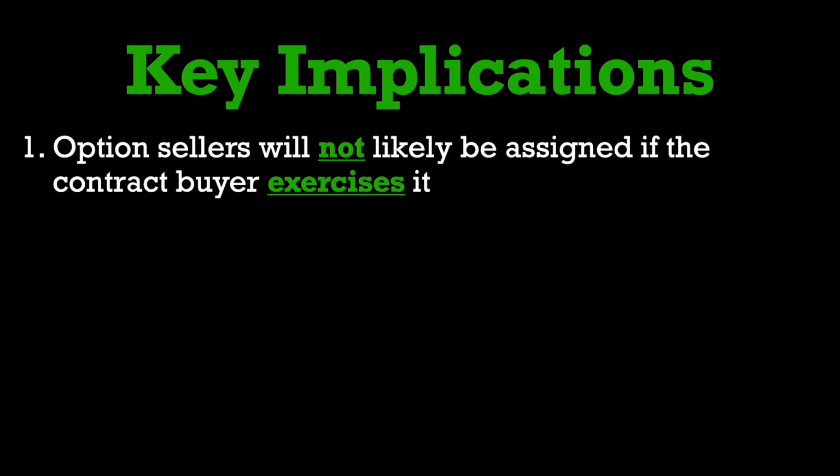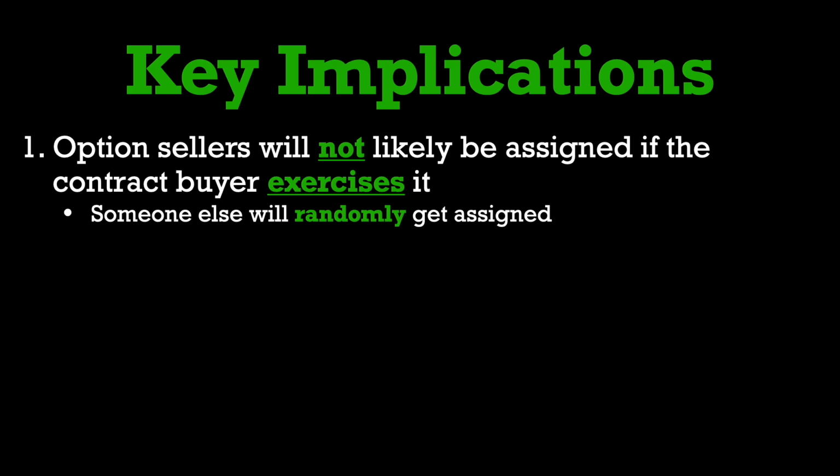So number 1 here, this means that the person or the institution who technically bought your contract, right? I mean, someone has to buy your contract in the first place. But this means you as the seller of the contract are not going to be the person who gets assigned on it if they choose to exercise the option, right? Chances are that somebody completely different is going to actually receive that exercise notice and not you.